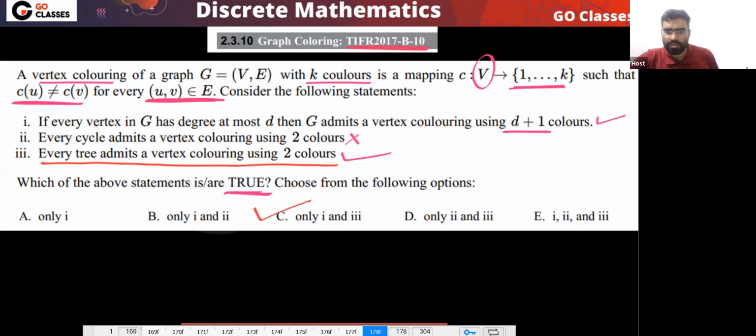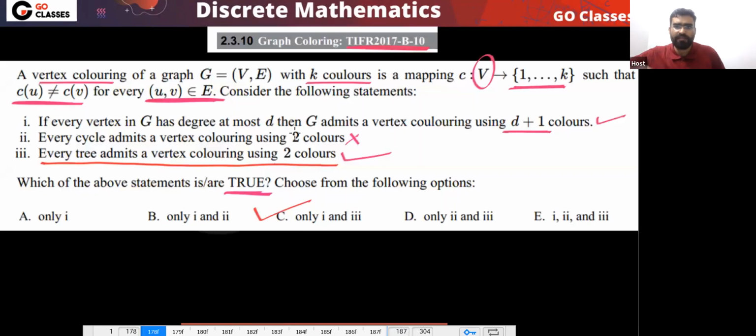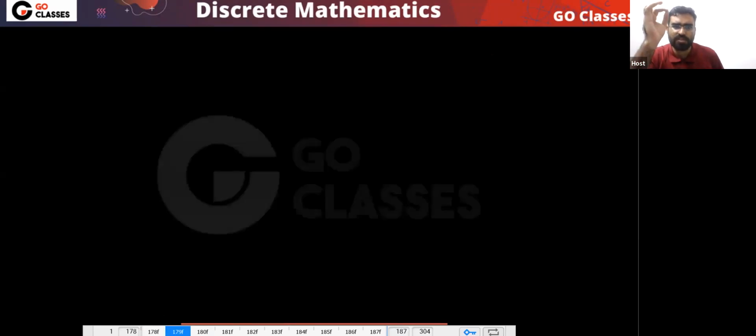So these are all the questions we have seen. Every TIFR, every GATE question we have seen. I did not leave anything. In this class, in this video, you have every question of the GATE exam and every question of the TIFR exam on coloring. Did you understand all the concepts? And did you understand the relationship?